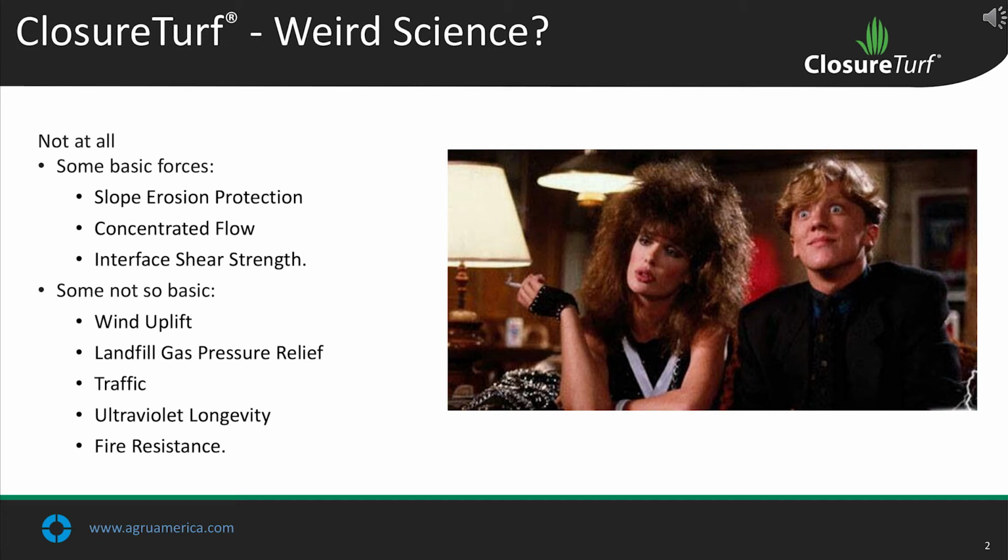There are some basic forces: slope erosion protection, concentrated flow, interface shear strength, and then some not so basic: wind uplift, landfill gas pressure relief, traffic, ultraviolet longevity, and fire resistance.